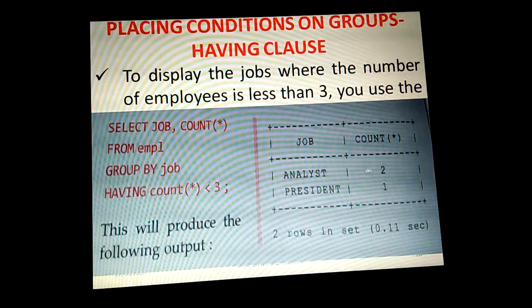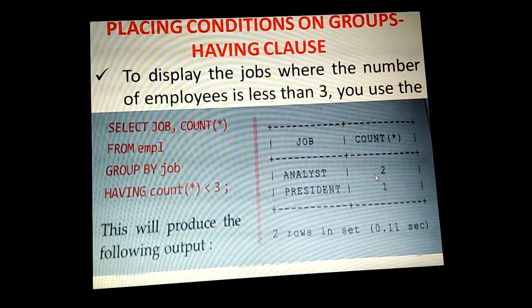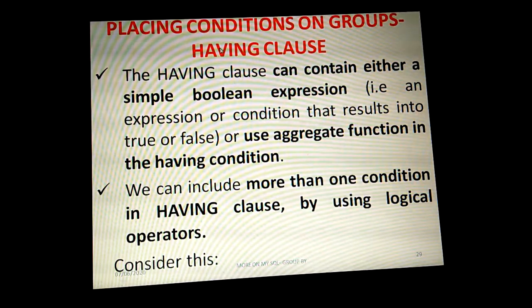So analyst has only 2 members, president only 1. The remaining jobs have more than 3, so equal to 3 and more than 3 will be ignored in this condition. That is the having clause condition. Next, the having clause can contain either a simple boolean expression.